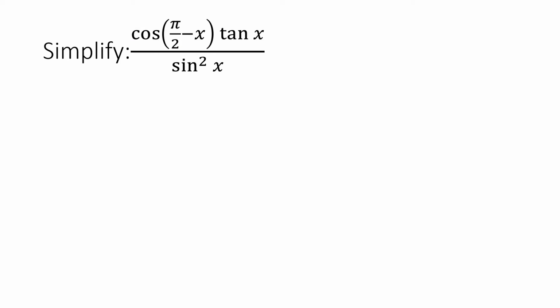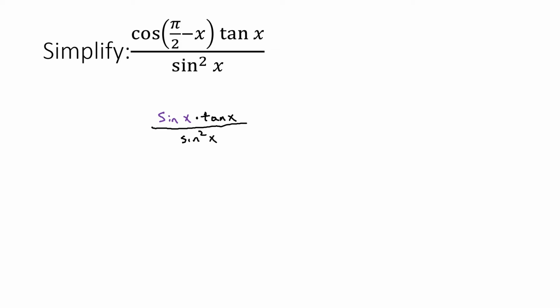So what that means specifically for this problem is that we can replace the cosine of pi/2 minus x, that part, with just the sine of x. We're going to keep everything else the same. So we're still going to have that we're multiplying by the tangent of x, and we're still going to have that we're dividing by sine squared x.